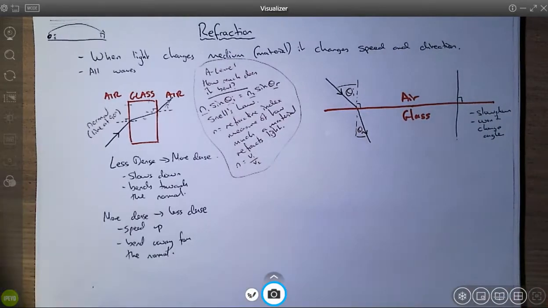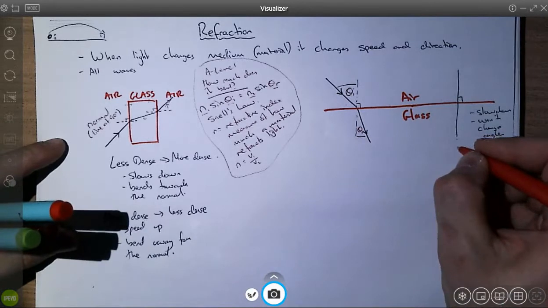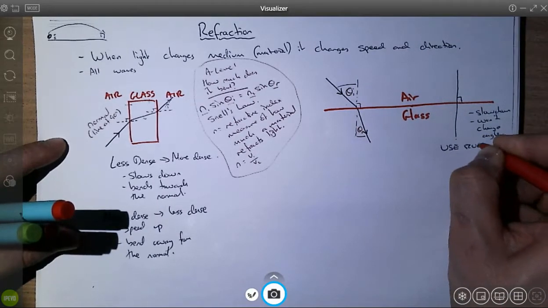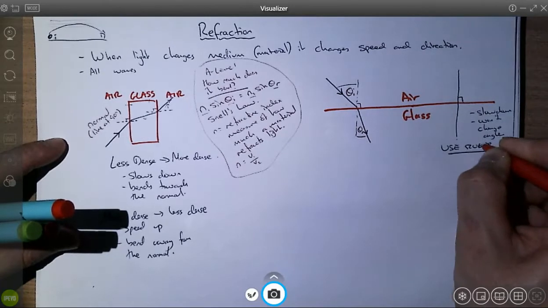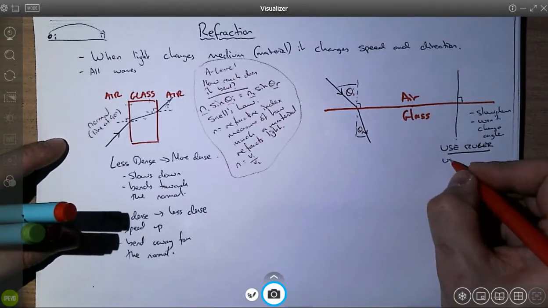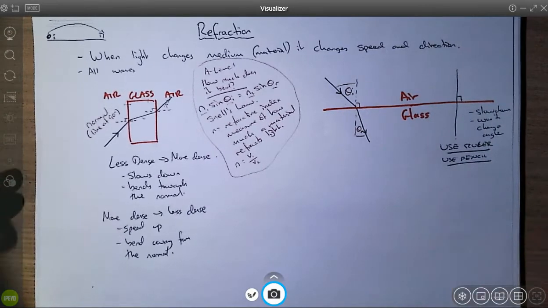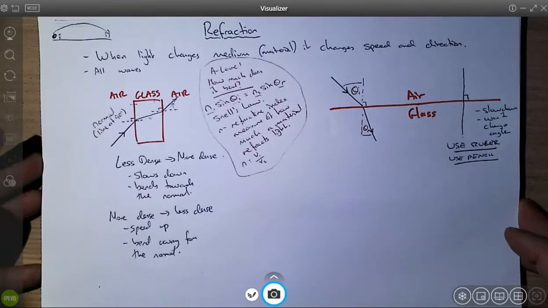I should probably say at this point, or I should have said at the start, we should always use a ruler for drawing these. When students do this in the exam, they should use a ruler and they should use pencil as well, in case they make a mistake or they want to change it. So all of these diagrams are not perfect from an exam point of view.